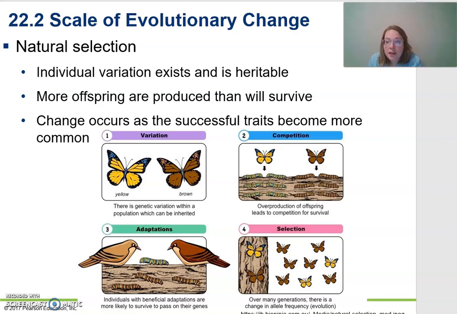So we just finished describing how natural selection can take place, and let's look at another example. There's variation in genes that's heritable. There's a yellow allele, brown. They have competition, so they produce more offspring than can survive in the environment. Individuals with beneficial traits will be more likely to spread their genes and pass on more. And then over generations, you'll see a change in allele frequency, and you'll see evolution occur. In this case, the brown butterflies were selected for because their caterpillars were less likely to be eaten by birds.